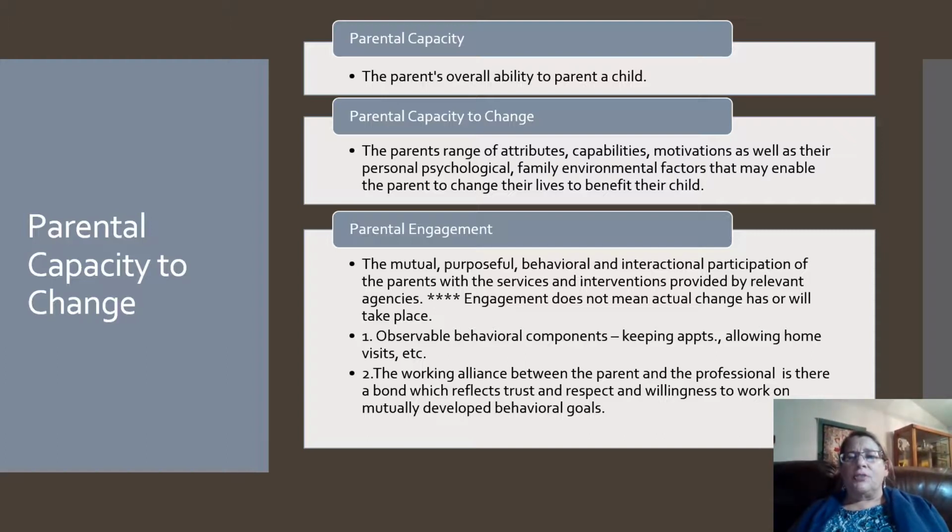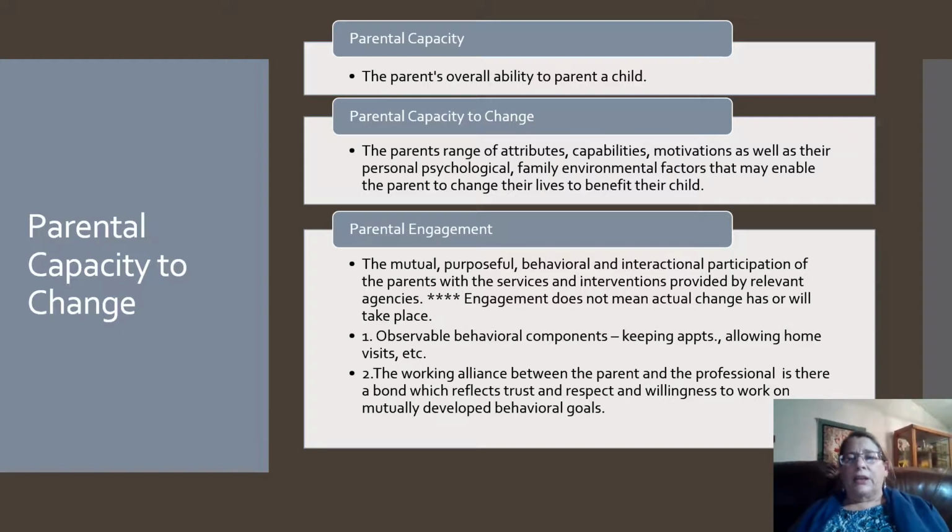And this engagement does not actually mean actual change has taken place. So someone may be very cooperative with you. They may show up on time to all of their appointments. They may demonstrate in front of you exactly what you want them to do, but are they taking it home? Are they actually implementing change? That's a whole different ball of wax. So their ability to hook in with you is one thing. Are they actually making meaningful change is another thing.